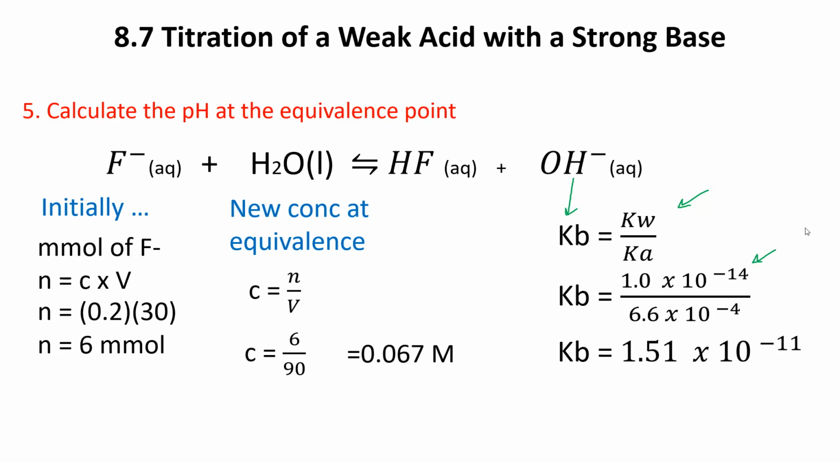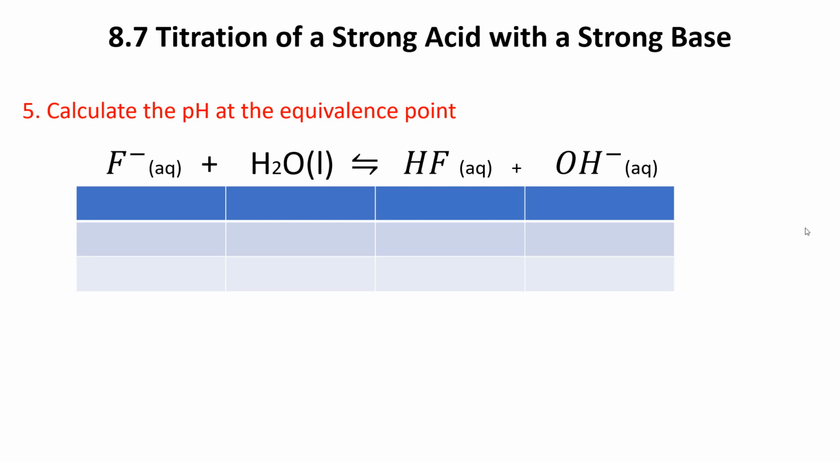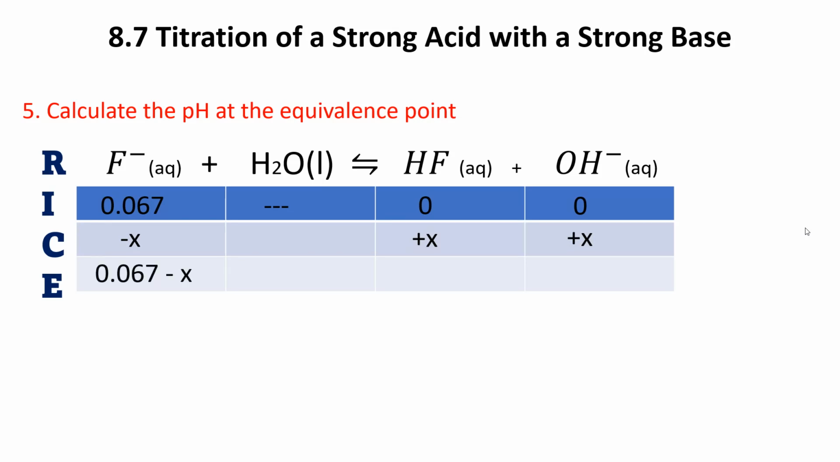Now we can continue to proceed. Now we're going to do a Rice chart. So we just figured out the concentration of the F minus, which was 0.067. We don't care about water. That has no molarity. The HF has 0, and the OH has 0. So we're going to go down, we're going to go up, we're going to go up. Those are our values at equilibrium.